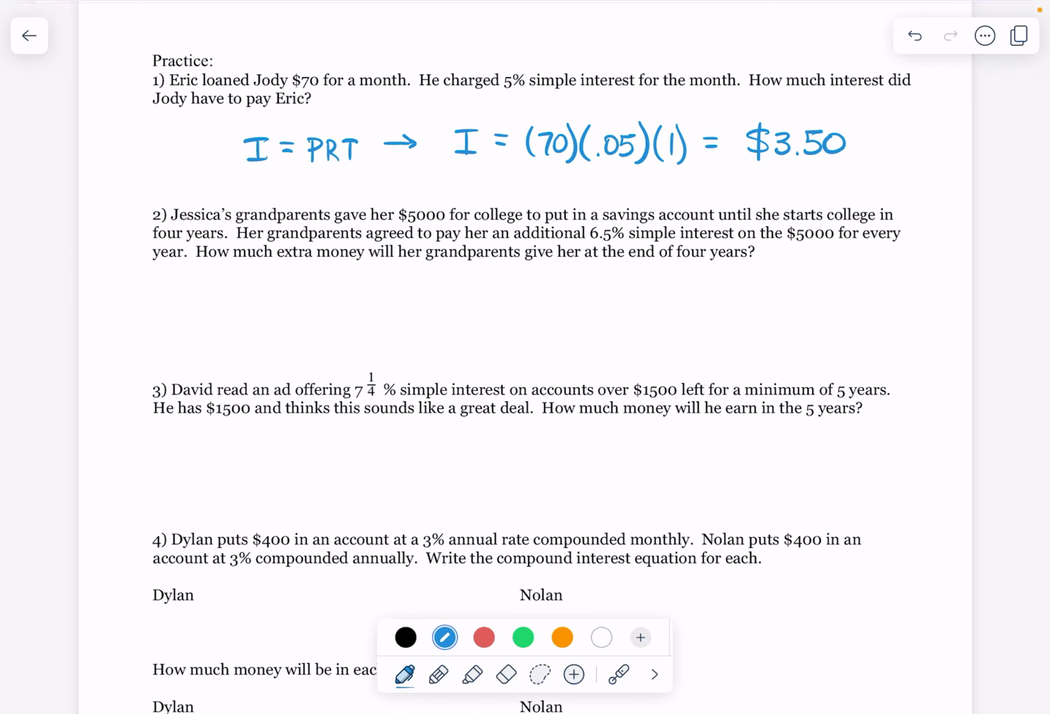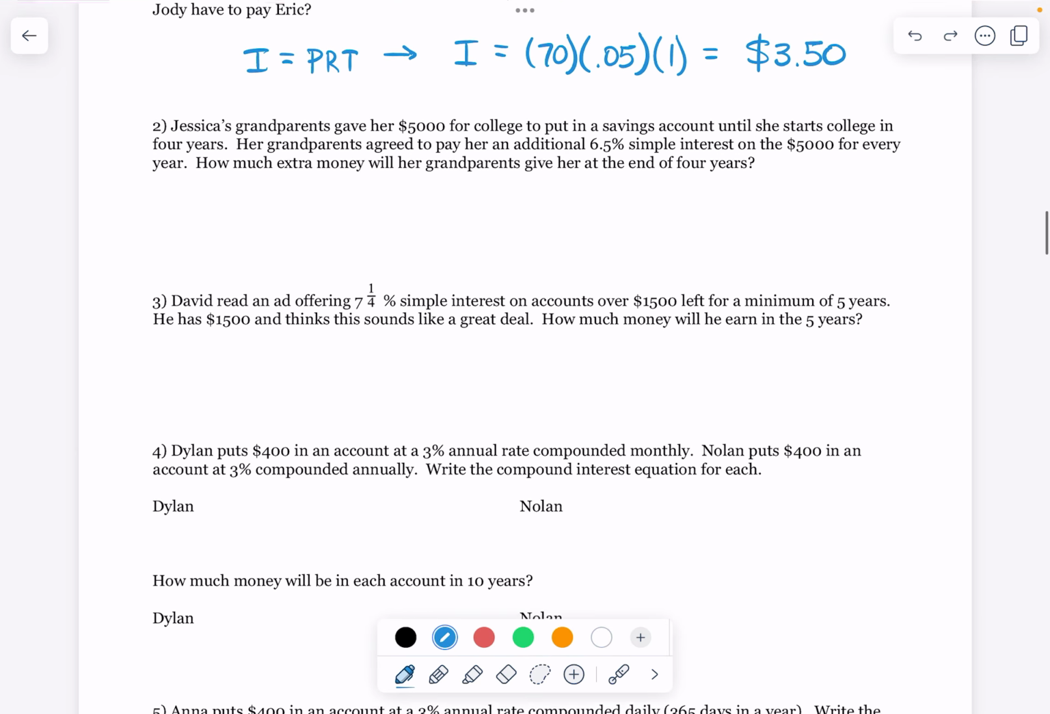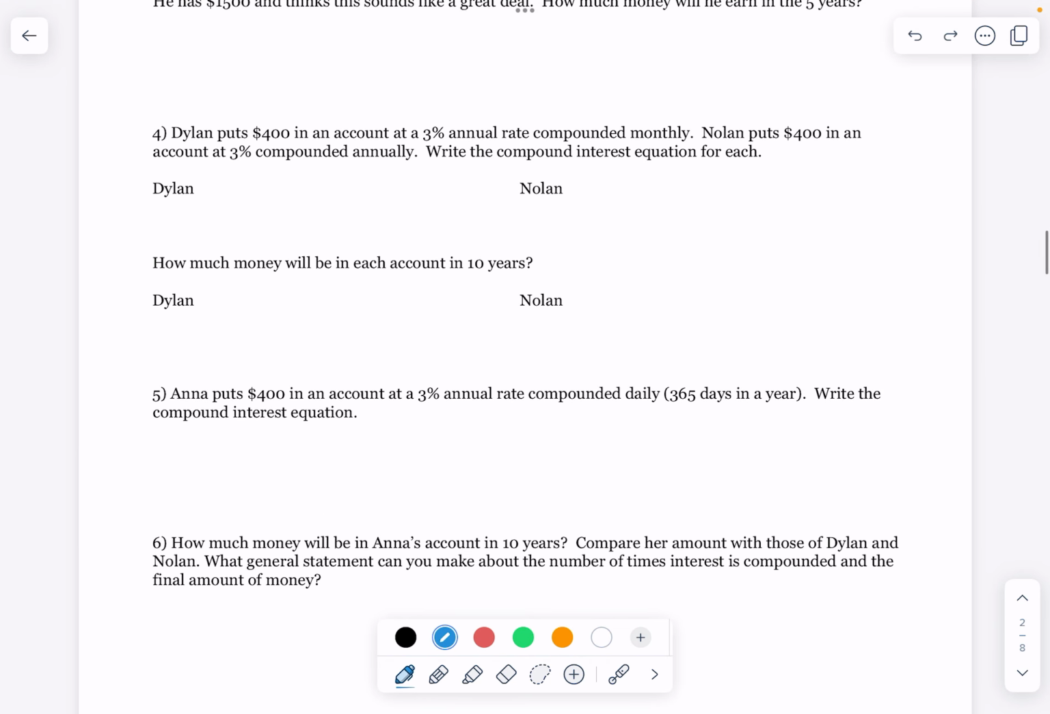You can see a few other examples below that we'll practice with these types of interest. You can pause the video and work on those if you want, but I'm going to keep going down to number 4 right now. Okay, and on number 4, we've got a couple types of compounding shown. So 2 people are investing $400 into an account at 3% interest. But the difference between these is the frequency of the compounding. So in the first case, it compounds monthly. In the second case, it compounds annually. So let's see how that makes a difference, okay?